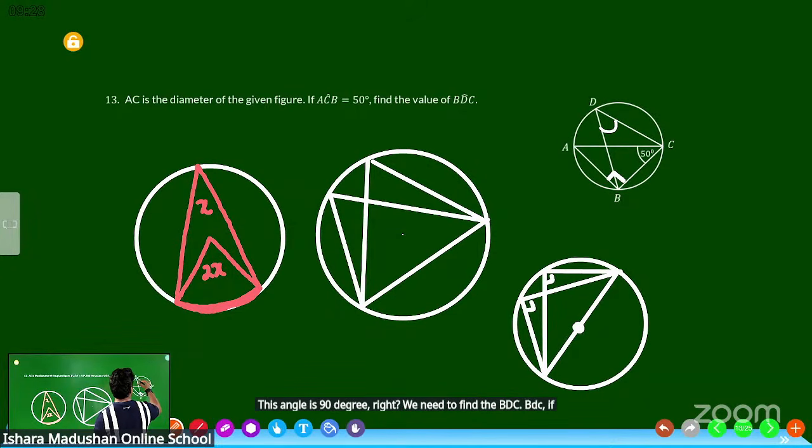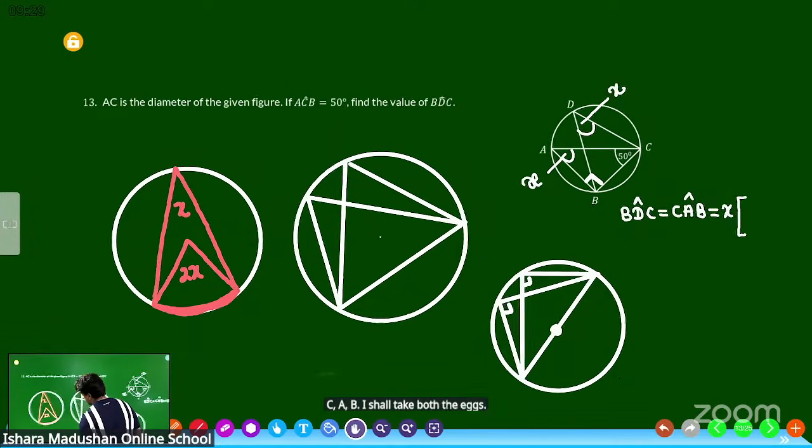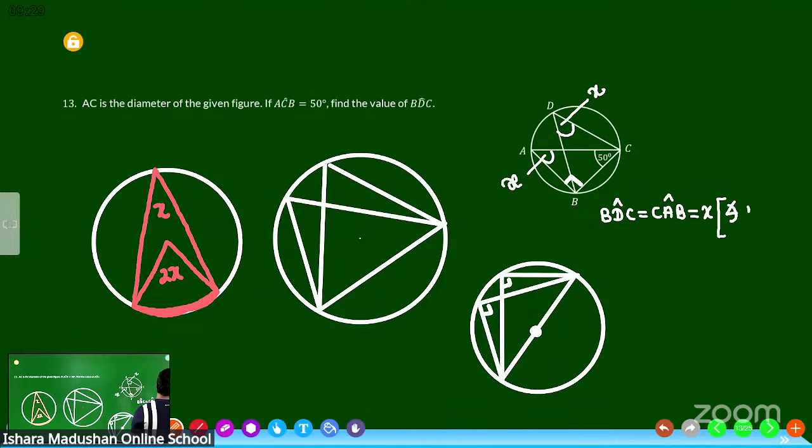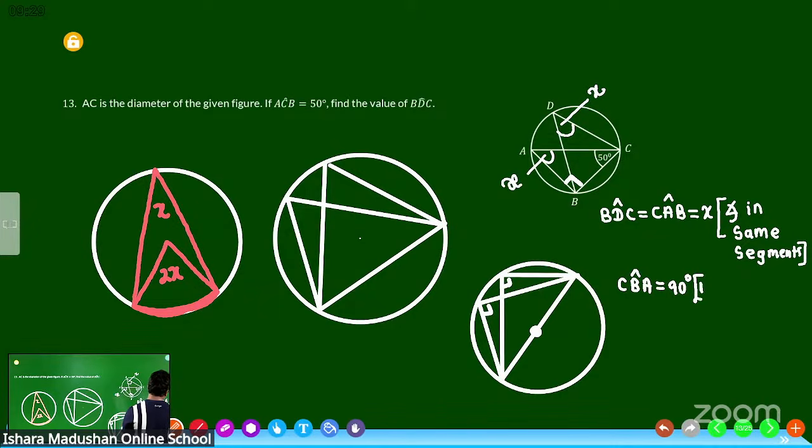If I take the BDC as x, by angles in same segment, this becomes x as well. So first I can say angle BDC is equal to CAB. I take both the x angles in same segment. Angles in same segment. Then I can say CBA angle is 90 degrees. Angle in a semicircle.